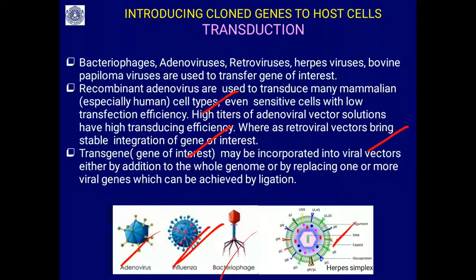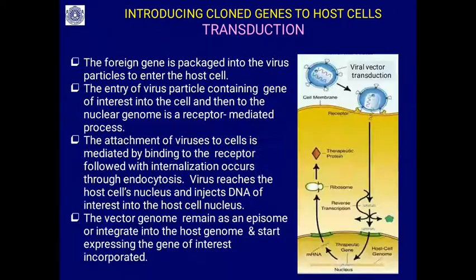The transgene or gene of interest may be incorporated into the viral vectors either by addition to the whole genome or by replacing one or more viral genes, which can be achieved by ligation. The process of ligation is brought about by the DNA ligase enzyme. So it is introduced into the whole genome or else replaces some viral genome elements, and this is a different method of transduction.